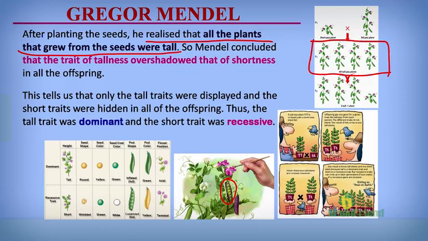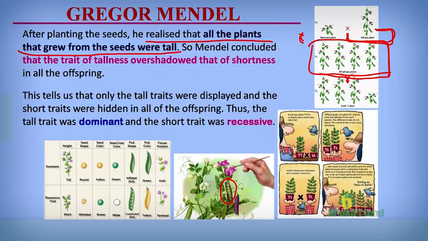Remember, those seeds were gotten from a short parent and a tall parent. So we had a short pea plant and a tall pea plant. In this case, how many alleles do we have? 2 alleles for height, 2 alleles for everything. But for the case of height, we have the short allele and the tall allele. The short from the short plant, the tall from the tall plant. So all the plants that were grown from the seeds gotten from this pollinated plant were all tall. So he was confused.